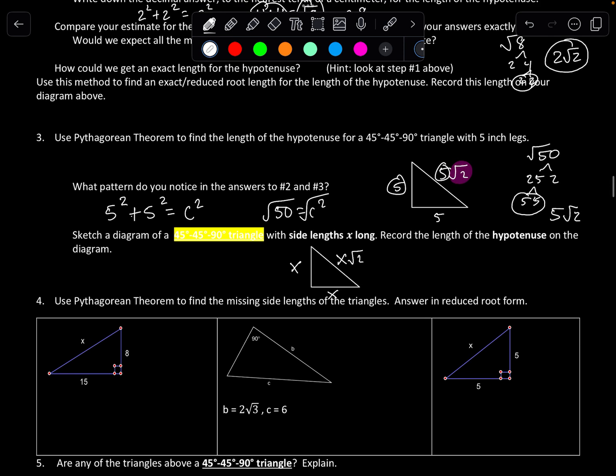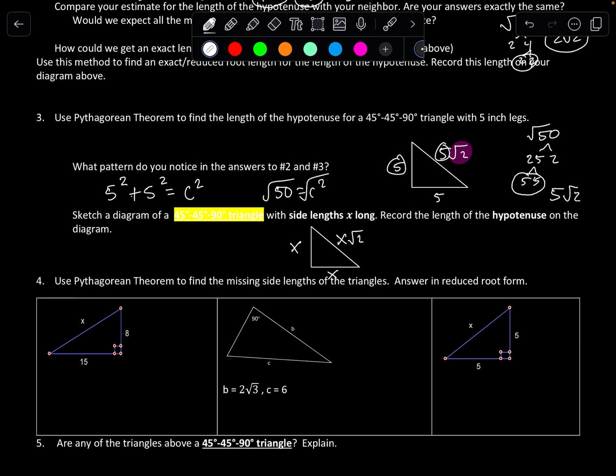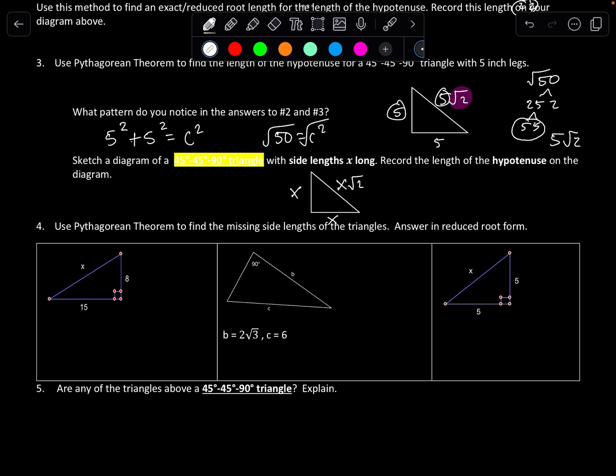And that is a formula we could use for it. So they're giving you some Pythagorean theorem practice down here to find the missing side lengths of the triangles, and we're going to reduce it to root form. And I gave you some practice earlier in the previous page on this, but we'll do it again. 8 squared plus 15 squared is 64 plus 225, which is 289, which the square root of 289 is 17. So I guess x in this case is 17.